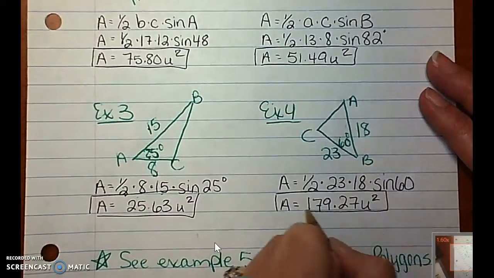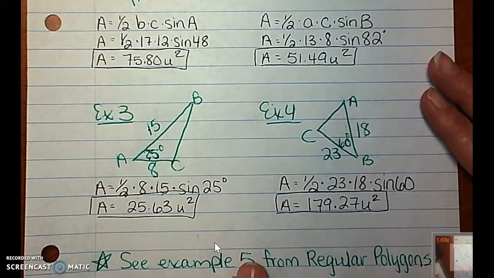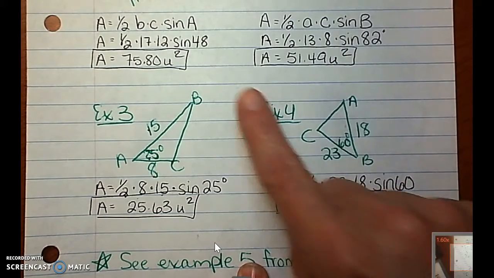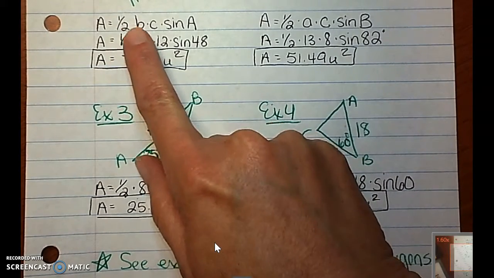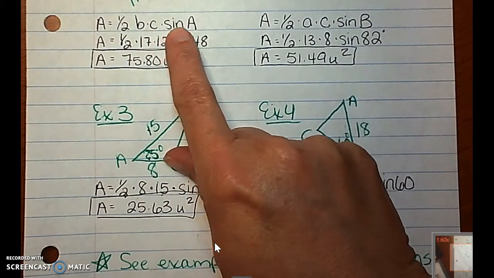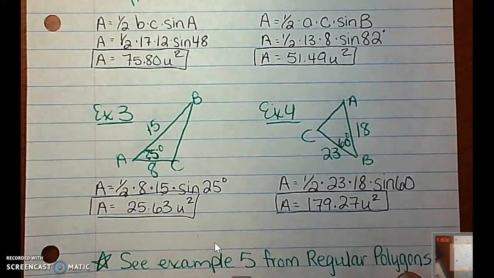So we're kind of using a different form of the triangle. Instead of base times height, we're using 1/2 side times the sine of the angle. And that's the pattern that repeats.